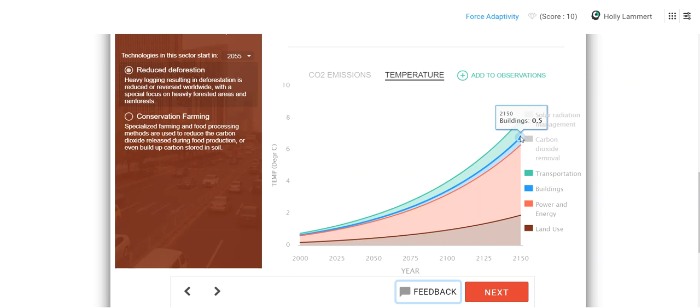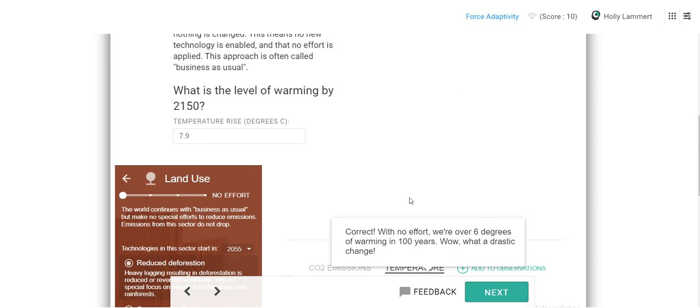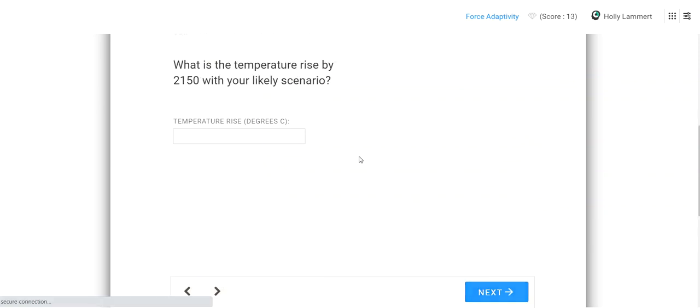1.1, 0.5, and I'm writing these down in my notes so I can keep track of these different sectors anyway. And then land use 1.9. Okay, so add those all up. Okay, and I get 7.9. So with no effort, we're over 6 degrees of warming in 100 years. And that is pretty crazy.